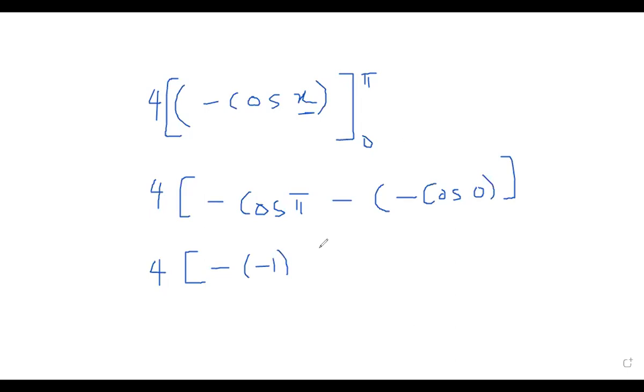So we have -1, minus will give us plus. Then cos 0 will be what? Cos 0 is 1. So this will give us 4 into bracket, negative is positive, plus 1, which will give us what? 4 times 2 will be equal to what? 8. Okay, so that gives us the result as we saw earlier. Good.